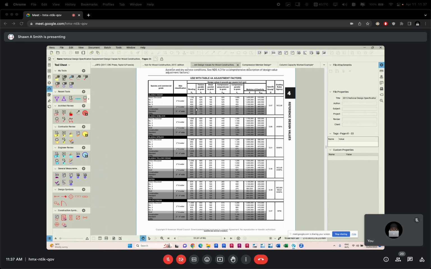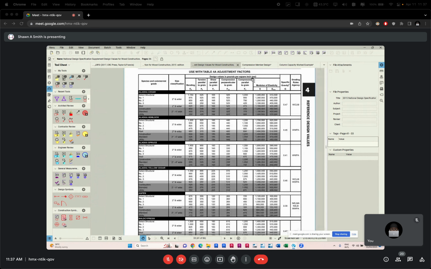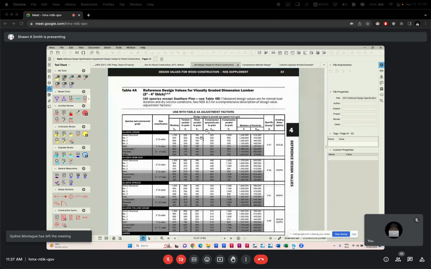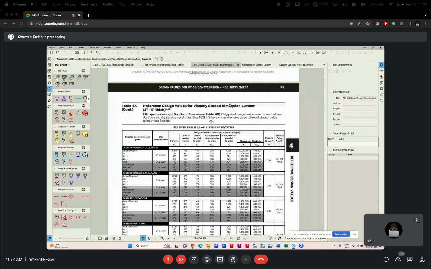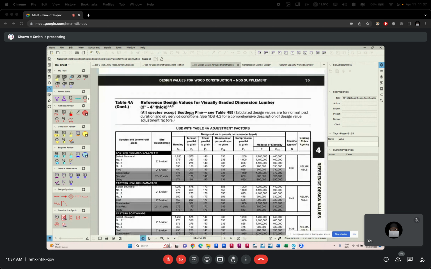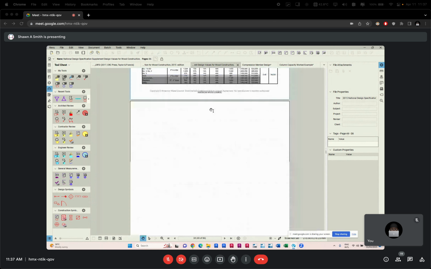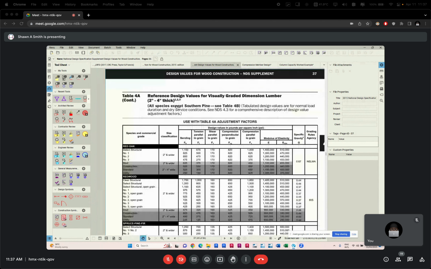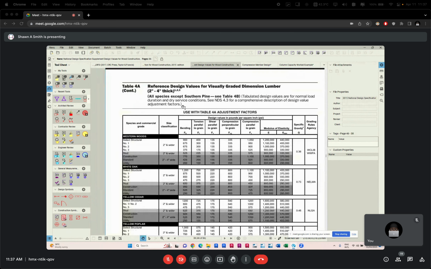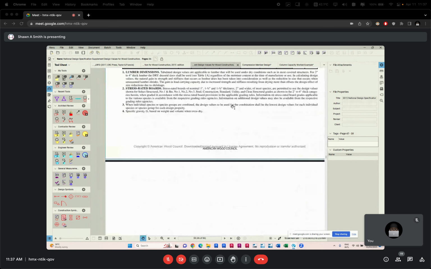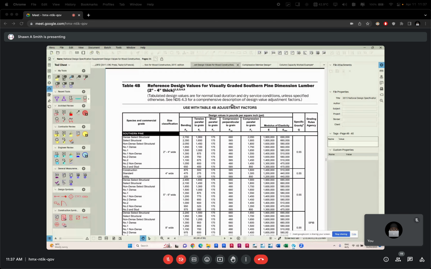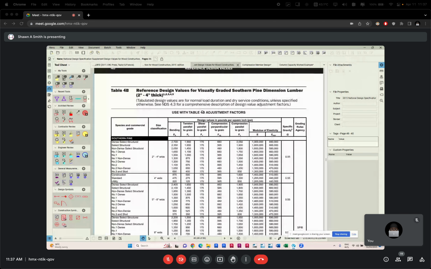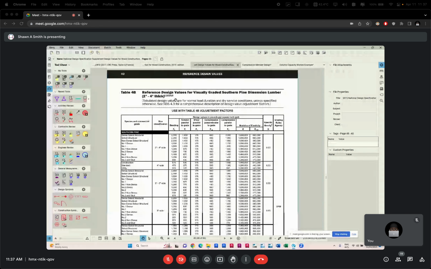So let's go into this book, into the supplement. We're going to be looking for Southern Pine, and we're looking for dimension lumber. This one says all species except Southern Pine. So we need to get ourselves out of that table. All species except Southern Pine, so we need to get out of that table. And this table is now saying Southern Pine. So table 4B.